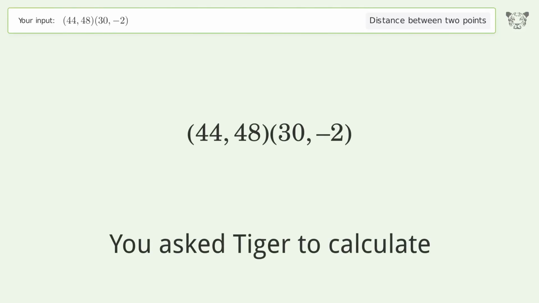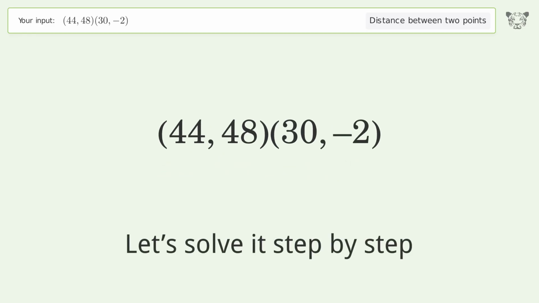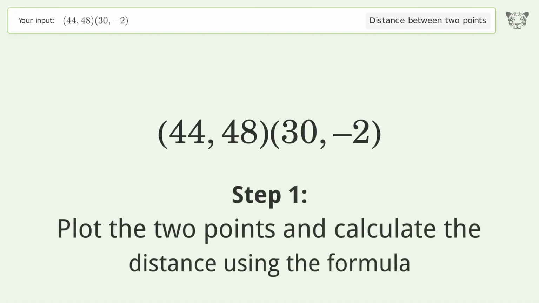You ask Tiger to calculate the distance between 2 points. The distance between the 2 points is the square root of 2696, or 51.923. Let's solve it step by step. Plot the 2 points and calculate the distance using the formula.